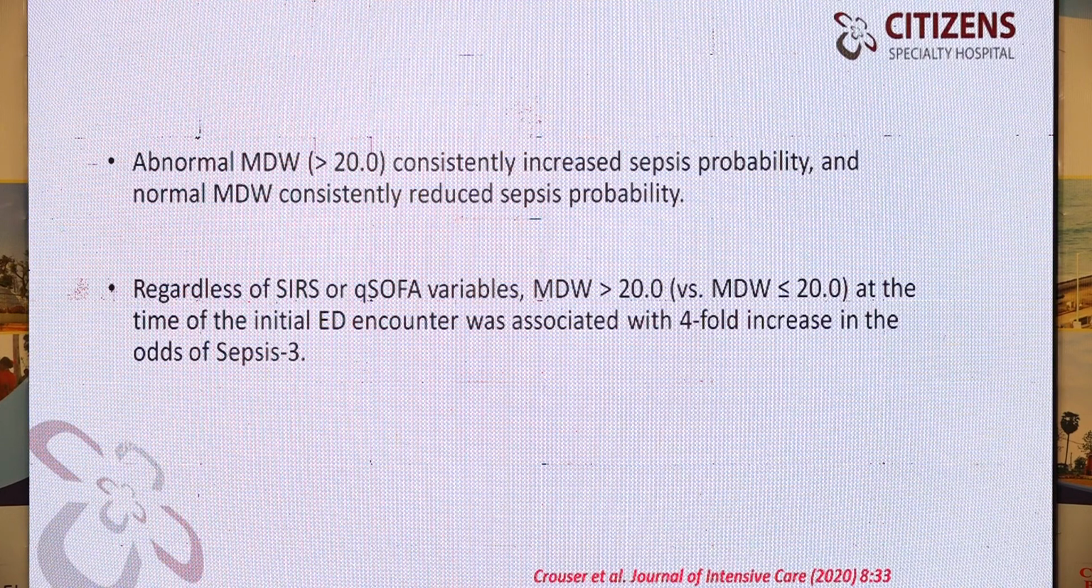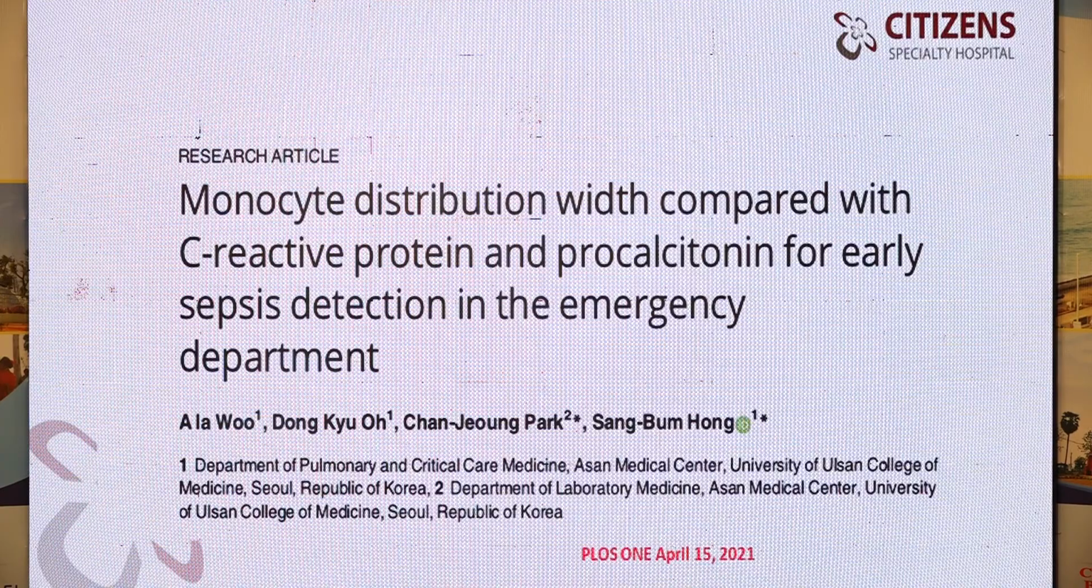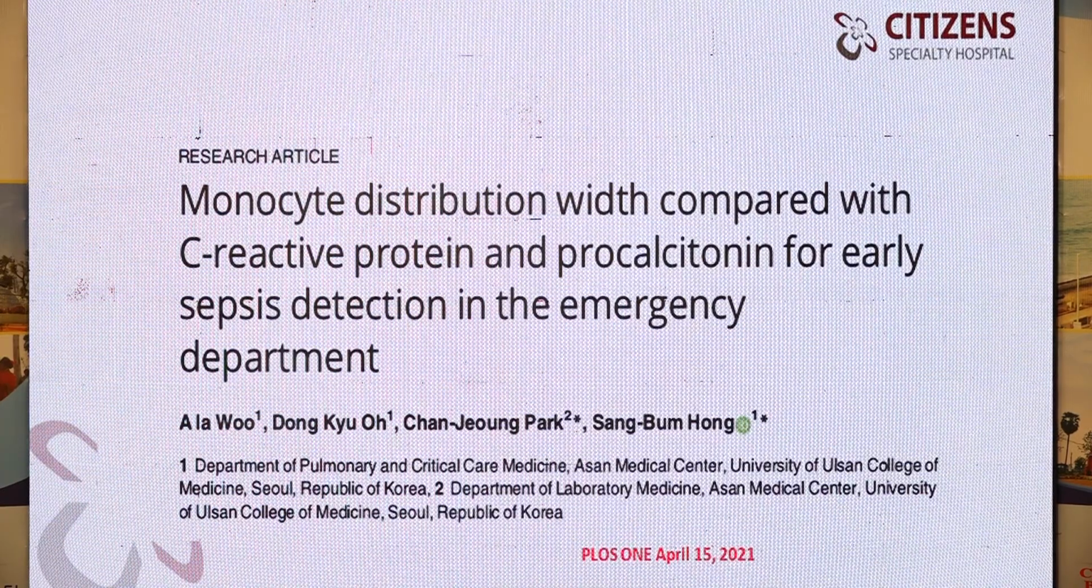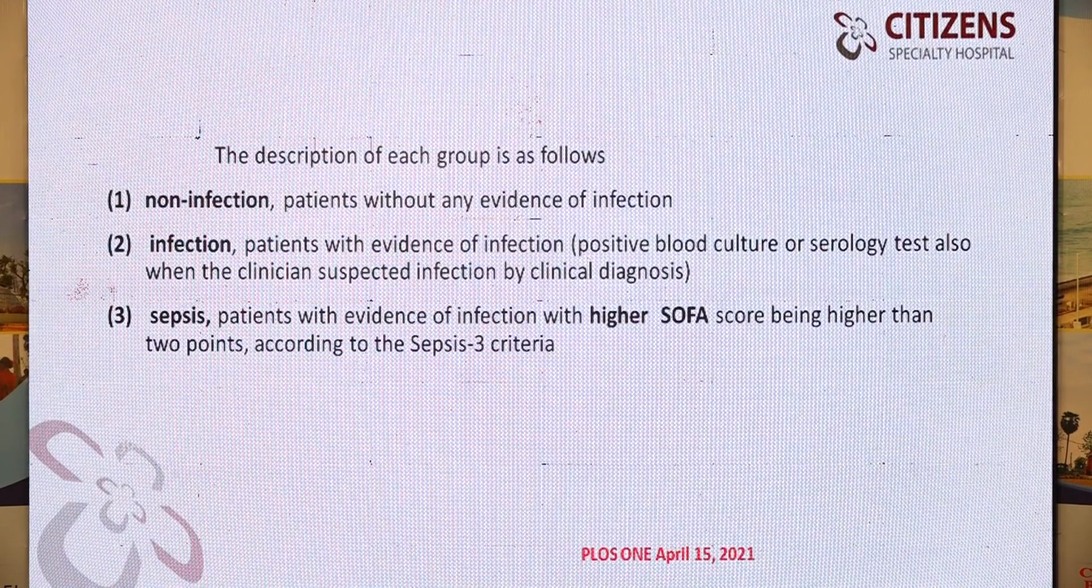So when combined with white blood cells, MDW has increased the initial ED encounter, associated with a fourfold increase in the odds of Sepsis-3. So monocyte distribution width is compared with CRP and procalcitonin. They have grouped patients into three types: one is non-infection, the infection, and again the sepsis patients.